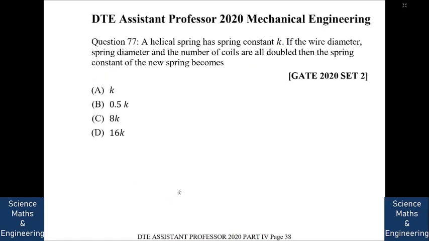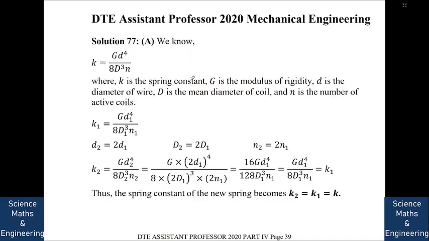Next question. A helical spring has spring constant K, small k. If the wire diameter, spring diameter and the number of coils are all doubled, then the spring constant of the new spring becomes... The answer is: spring constant is given by capital G times small d to the power 4 divided by 8 times capital D cubed times small n. Capital G is the modulus of rigidity, small d is the wire diameter, capital D is the mean diameter of the coil, and small n is the number of active coils.